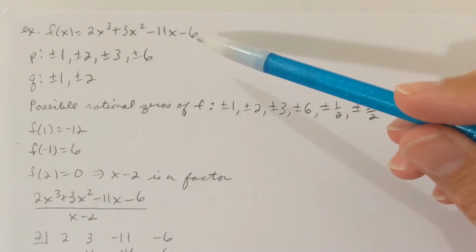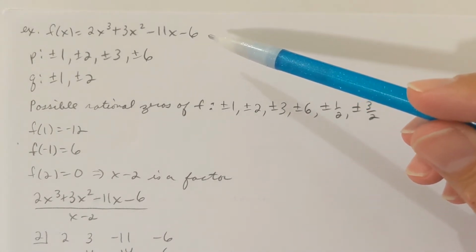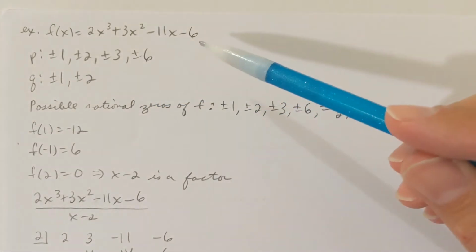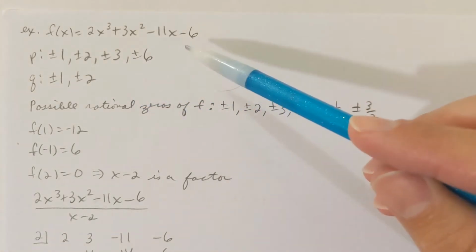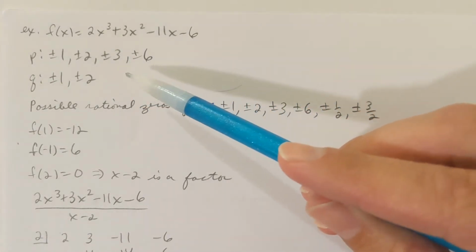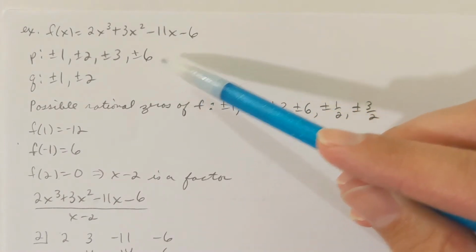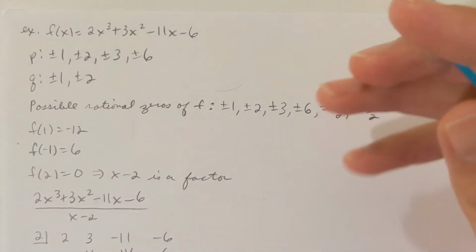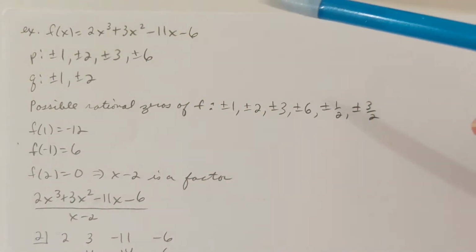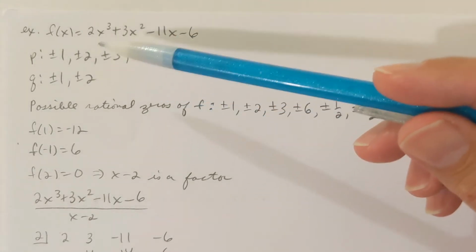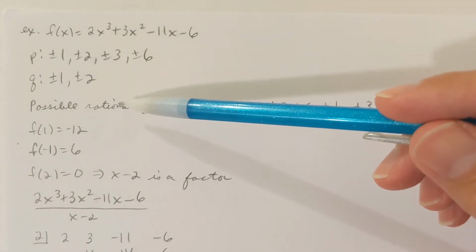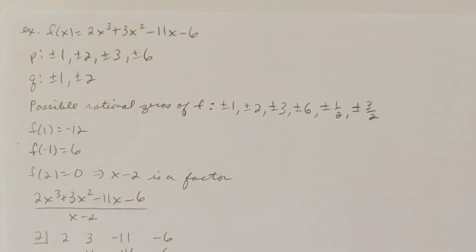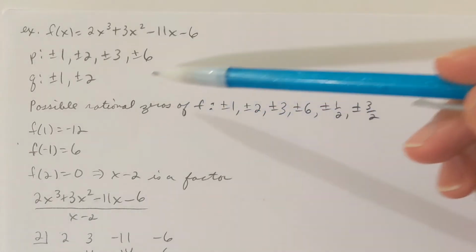So p is a factor of the last coefficient, negative 6. 1 and negative 1 are factors of any number, so you're always going to have plus or minus 1. Plus or minus 2 goes into negative 6. Plus or minus 3 goes into negative 6, and plus or minus 6 goes into negative 6. Q is always a factor of the first coefficient, a sub n. So plus or minus 1 goes in any factor. Plus or minus 2 are factors of a sub n, and that's it.